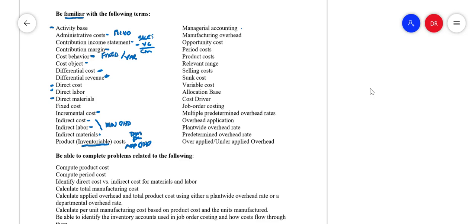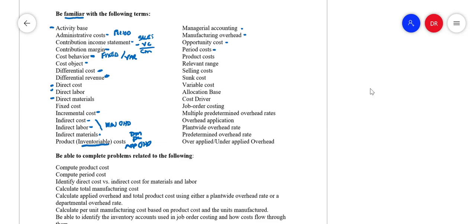Managerial accounting, just know what the discipline is, that we're focused on internal reporting. Manufacturing overhead is all manufacturing costs except direct materials and direct labor. The opportunity cost is a cost you give up for a certain opportunity to take advantage of an opportunity. So you may lose some revenues if you go in one direction, and that would be an opportunity cost.